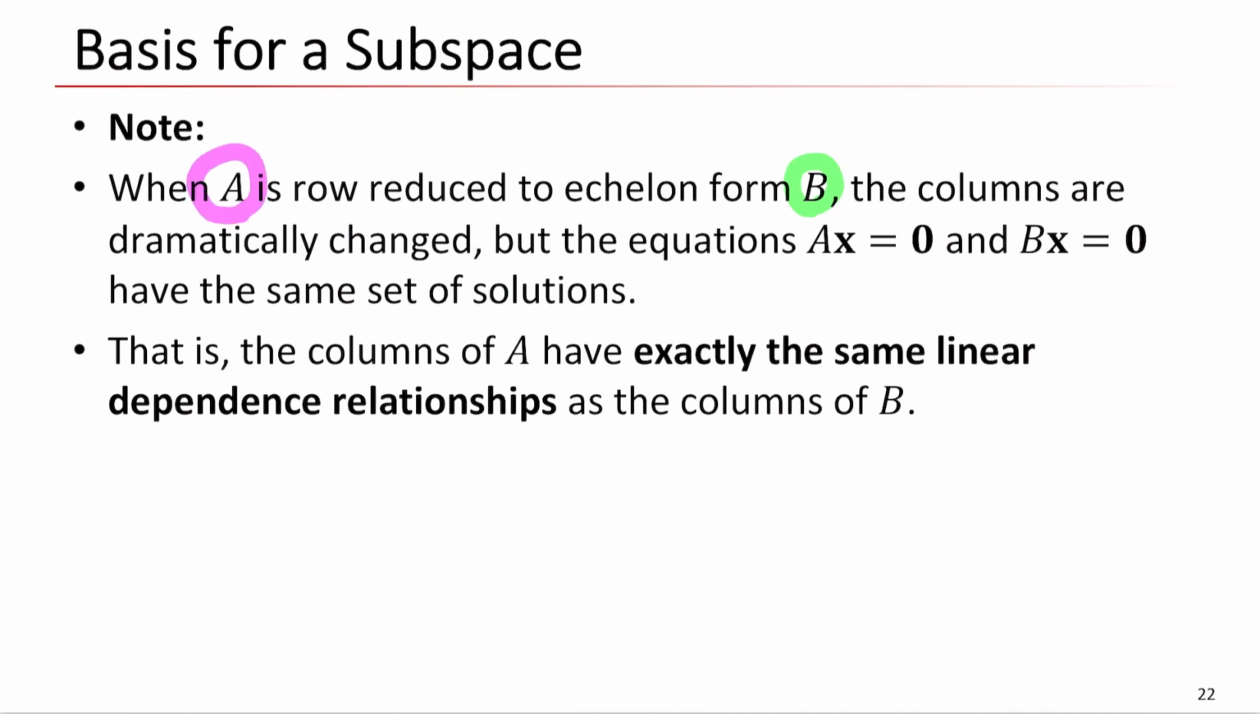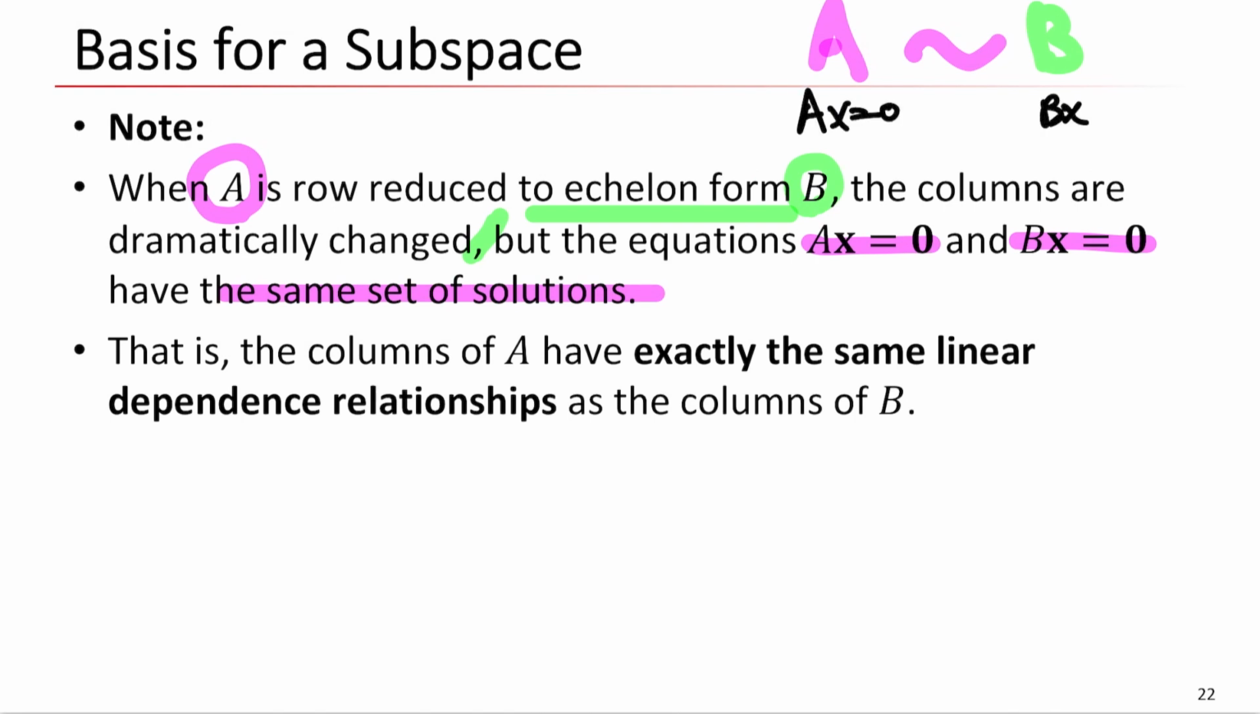It means that there might be some matrix A which is row reduced to the echelon form B, right? Then the columns are dramatically changed, because by using the row operations we introduce the echelon form. So the columns are dramatically changed, but the equations Ax equals 0 and Bx equals 0 have the same solution set, right? So we already know that by row reducing A to B, Ax equals 0 and Bx equals 0 have the same solution set.